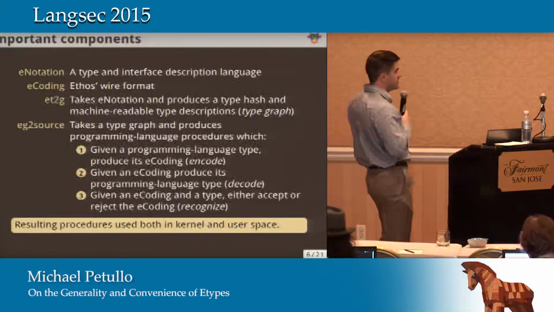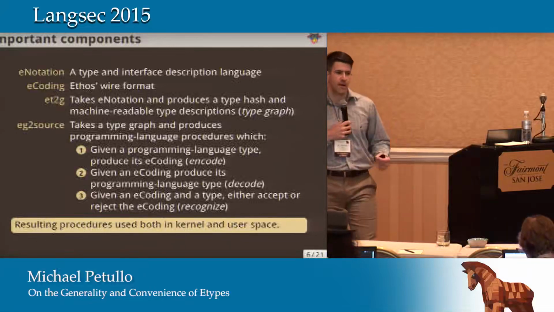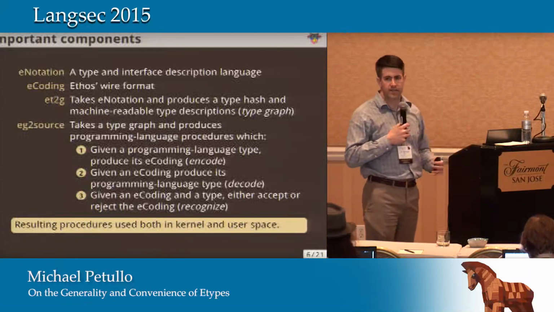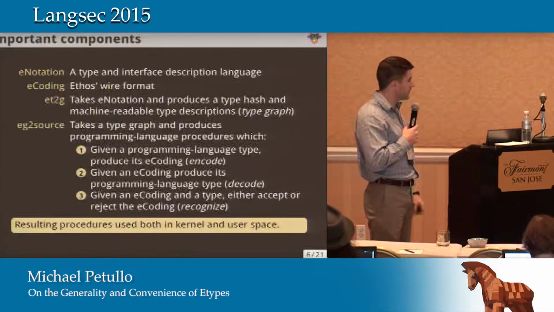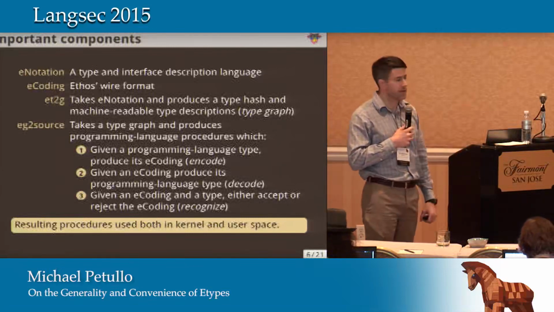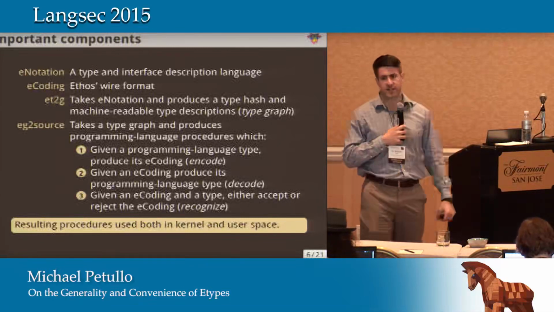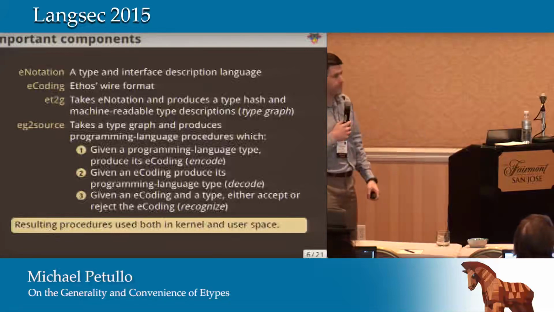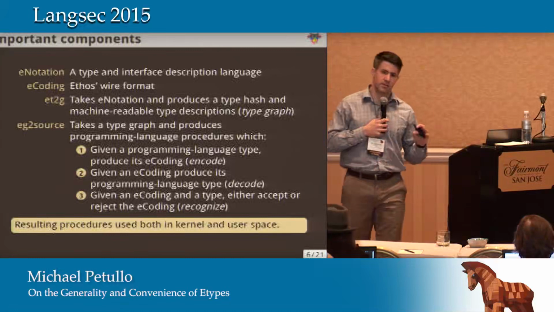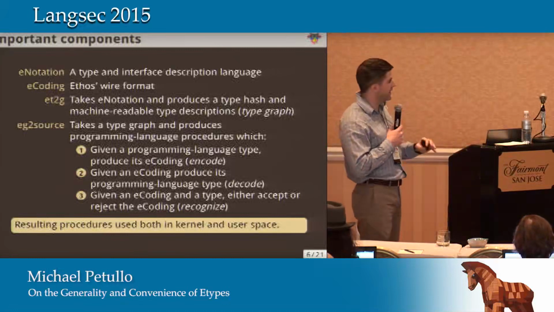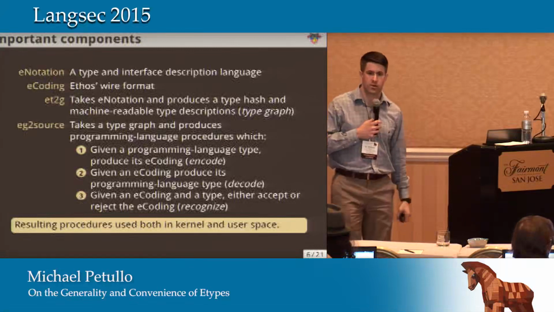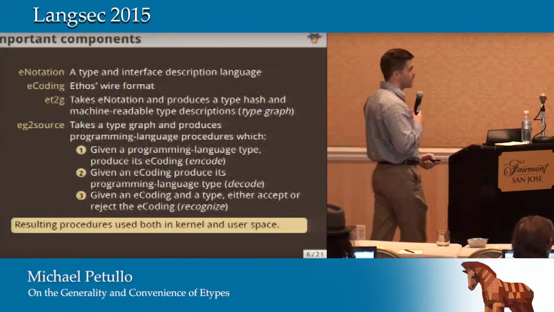The other tool is called EG2Source, and it takes a type graph as input and produces procedures. This is the LangSec idea again, where we specify our types and machine-generate the encoding, decoding, and recognizing routines, so we don't have to write them by hand every time. They're automatically generated for us. These routines are used both in the kernel and in user space. And you can, of course, generate routines for any programming language that you write the tool to support.